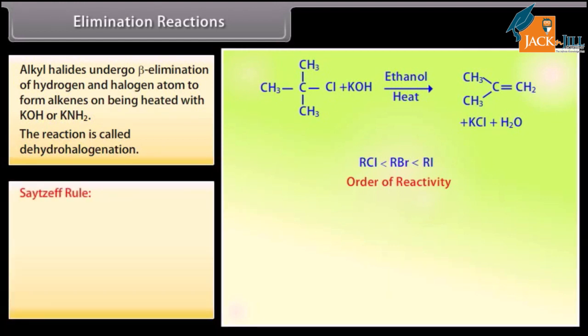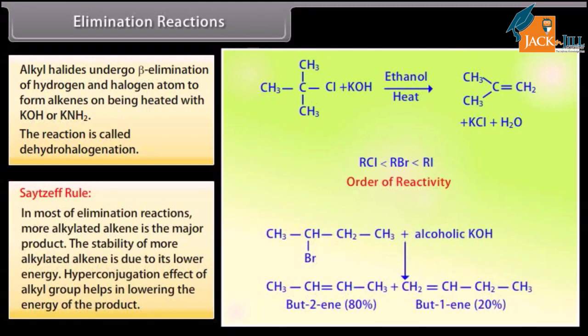Saytzeff rule. In most elimination reactions, the more alkylated alkene is the major product. The stability of the more alkylated alkene is due to its lower energy. The hyperconjugation effect of the alkyl groups helps in lowering the energy of the product.